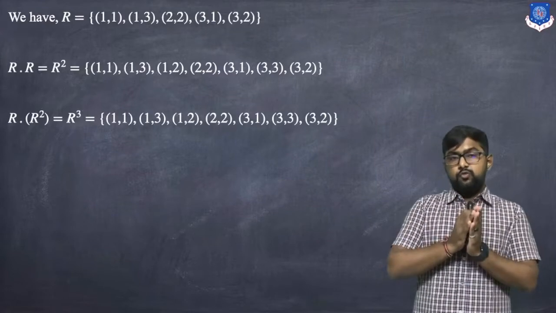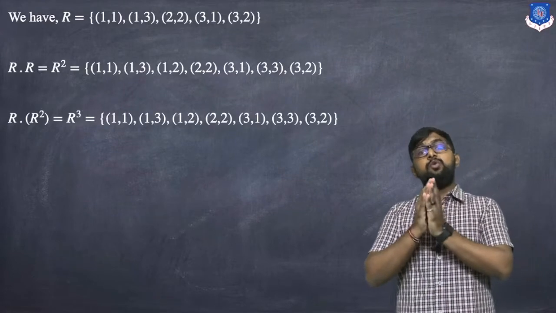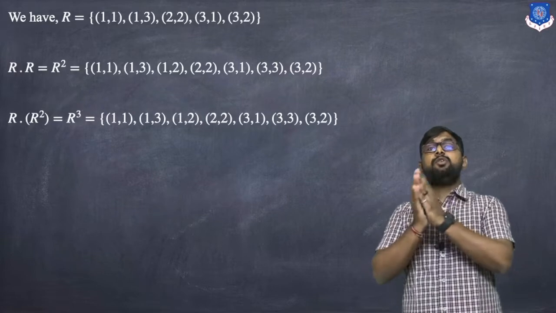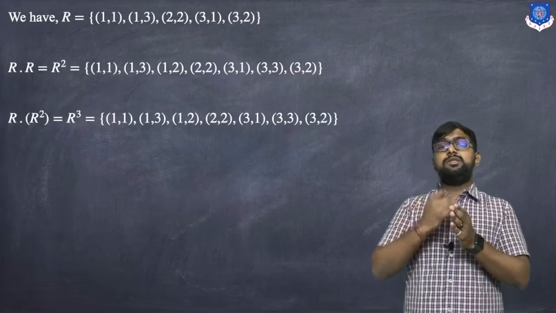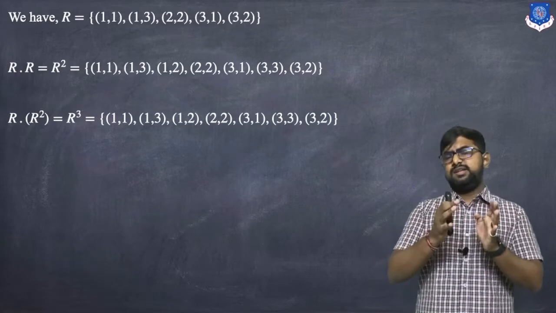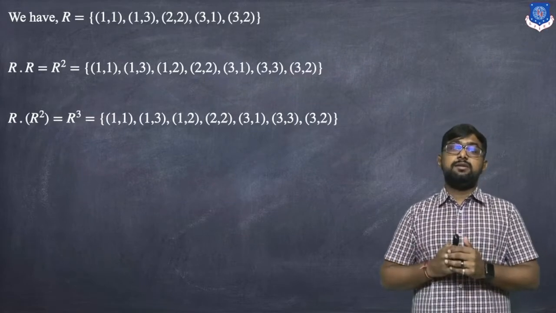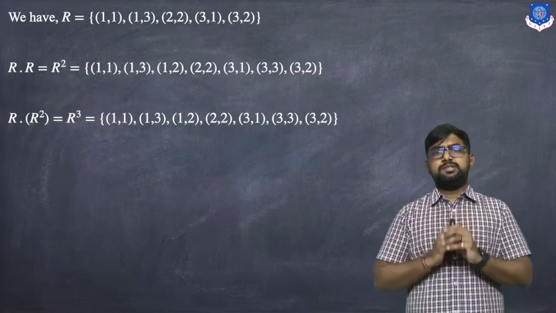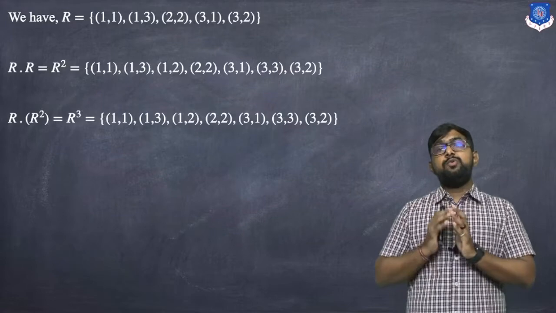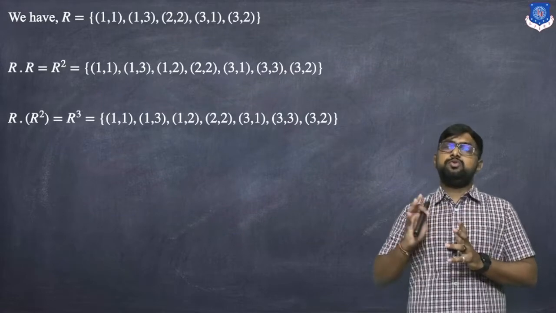Now next, (1,3) and 3 is related to 1, 3 is related to 3 and 3 is related to 2. So (1,1), (1,3) and (1,2), those pairs are the same. As it is a set, we will have unique elements. So that's it. Then 2 is related to 2, and in R square 2 is related to 2, so the (2,2) pair will be there.